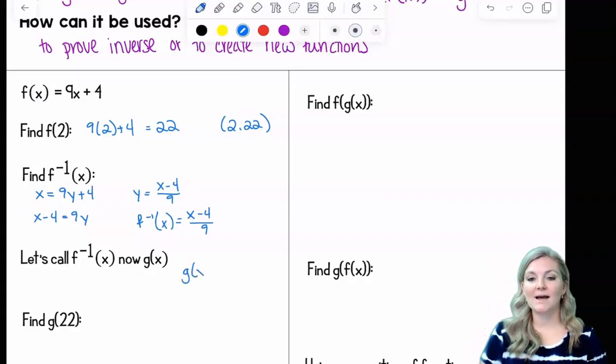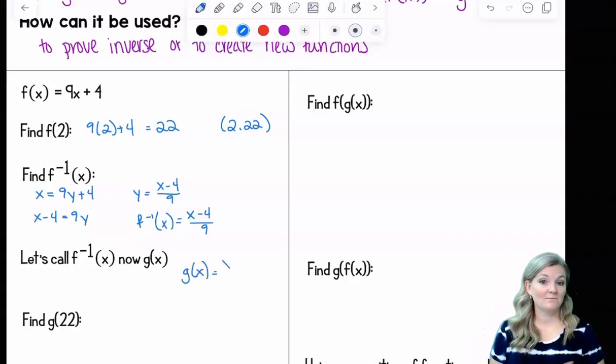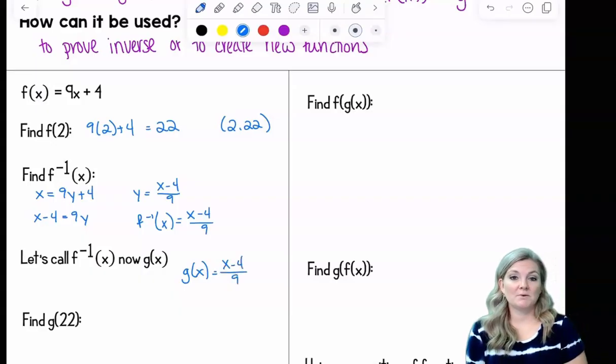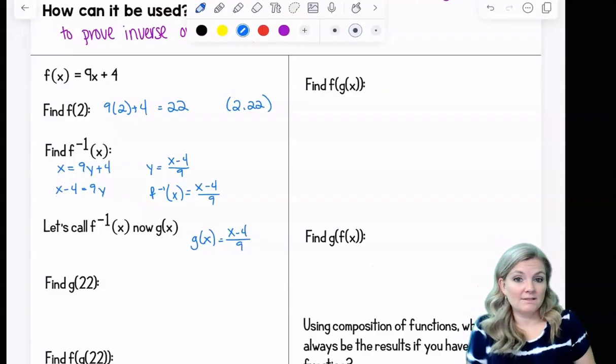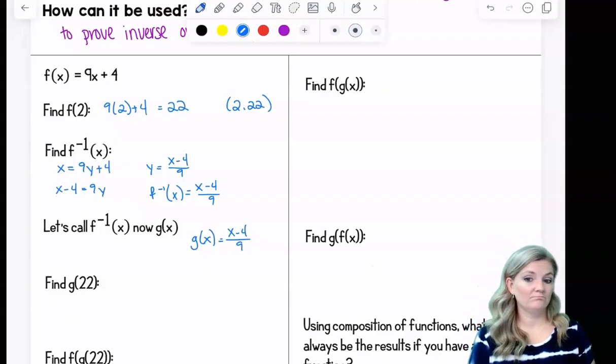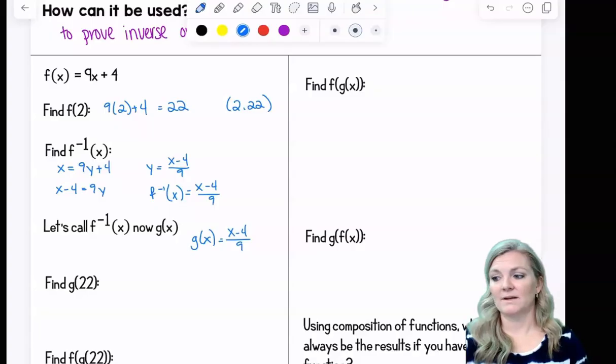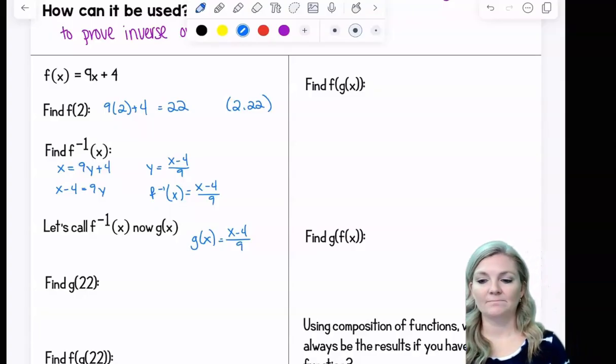So step 3 says now let's call f inverse g of x. Okay, so g of x is now equal to (x minus 4) over 9. All I did was create a second function. G of x is equal to (x minus 4) divided by 9.